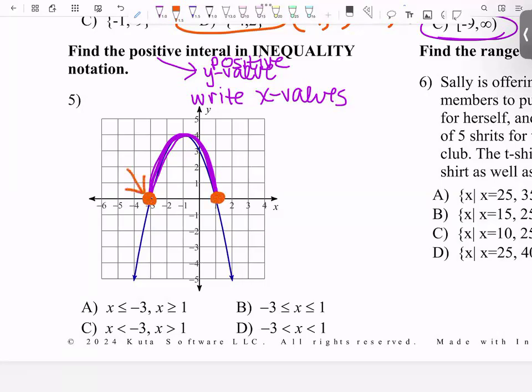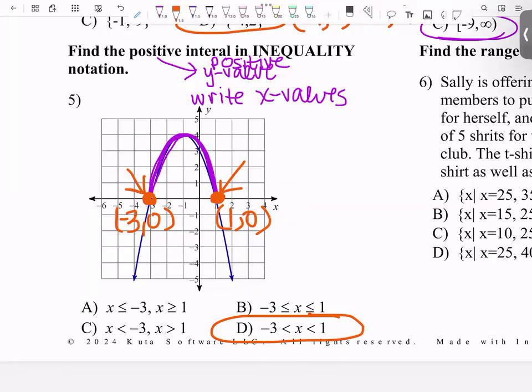Right, at these coordinates, it's not positive. At these coordinates, it's 0. So we don't include those in the positive interval but it'll be everything in between those. So from -3 to +1. So it's gonna be one of these over here. X is in between -3 and +1. But we don't want to include those numbers. We're not going to put equal to, it's just going to be -3 less than X less than 1.